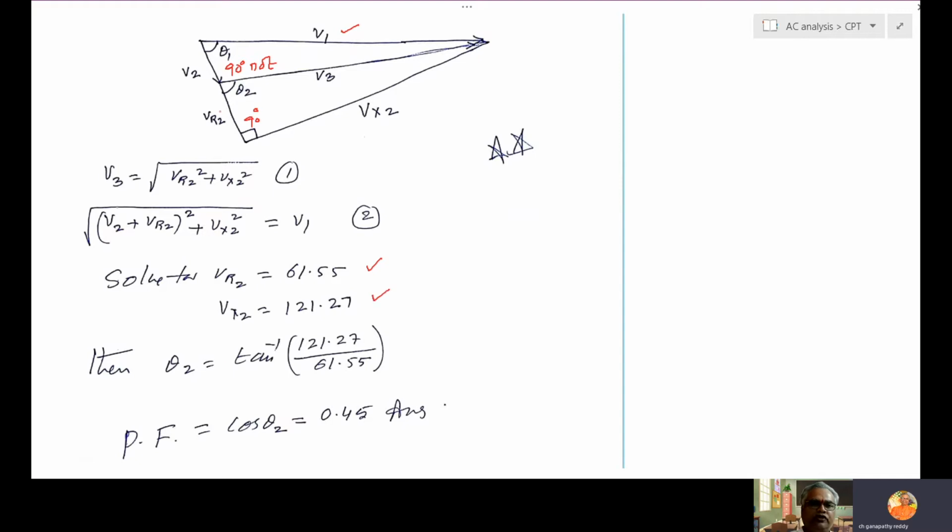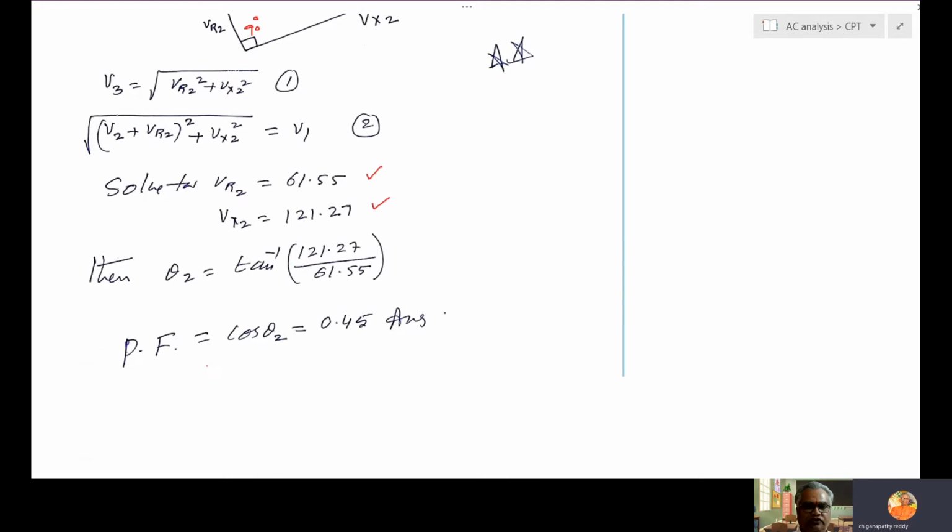Now, if you know VR2 and VX2, you can find this angle theta 2. This angle I am calling theta 2. So theta 2 is nothing but tan inverse of VX2 by VR2. So this angle is nothing but this length by this length. I am applying tan inverse. So solve for theta 2.